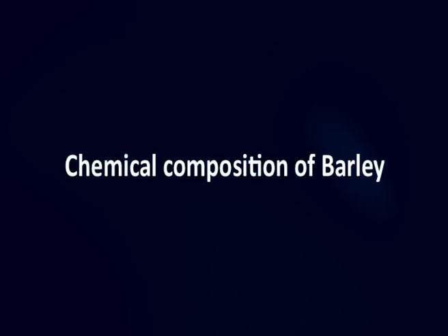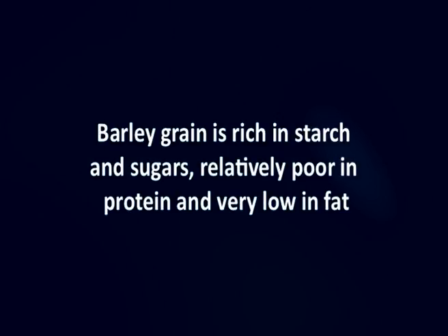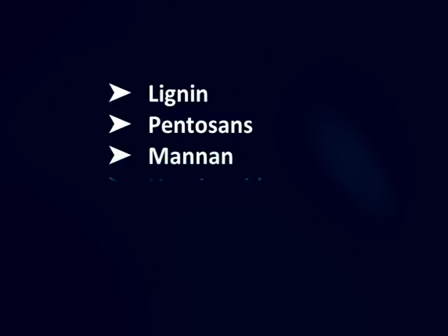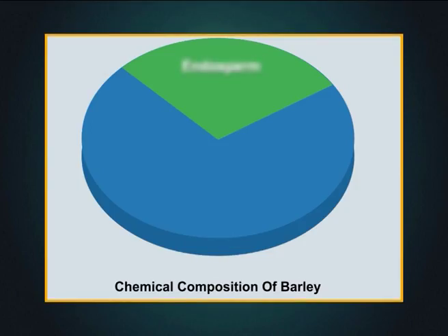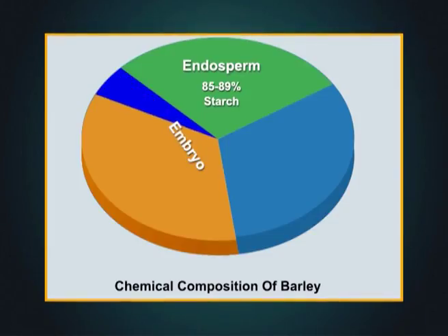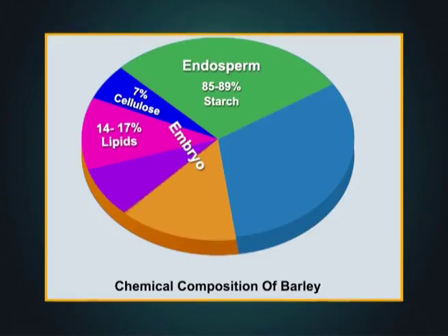Chemical composition of barley. The barley grain is rich in starch and sugars, relatively poor in protein and very low in fat. The husk is mostly composed of lignin, pentosans, mannan, uronic acid, hemicellulose and cellulose fibers. The starchy endosperm is composed of about 85 to 89% starch enclosed in cell walls. Embryo consists of about 7% cellulose, 14 to 17% lipids, 14 to 15% sucrose and 34% proteins.